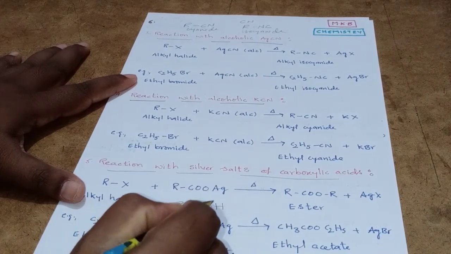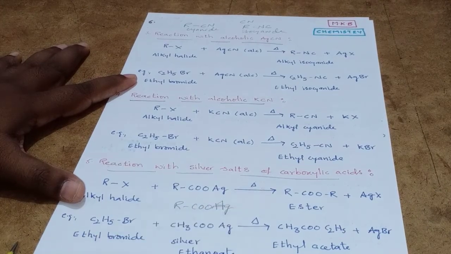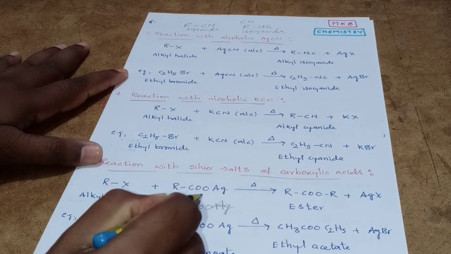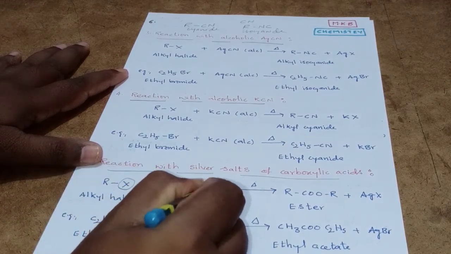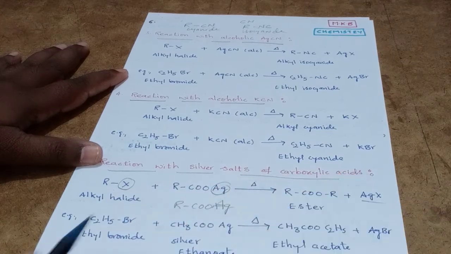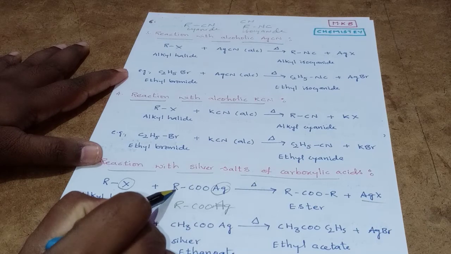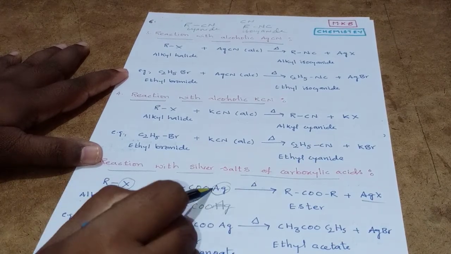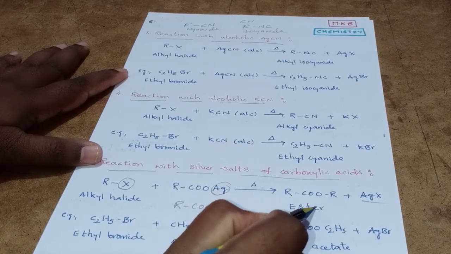RCOOH. In place of hydrogen, you just write silver. It becomes a silver salt of carboxylic acid. When alkyl halide is treated with silver salt of carboxylic acid, the X and Ag are eliminated in the form of AgX. So see here, RCOO. In place of Ag, we have written R. This is RCOOR. This is an ester.